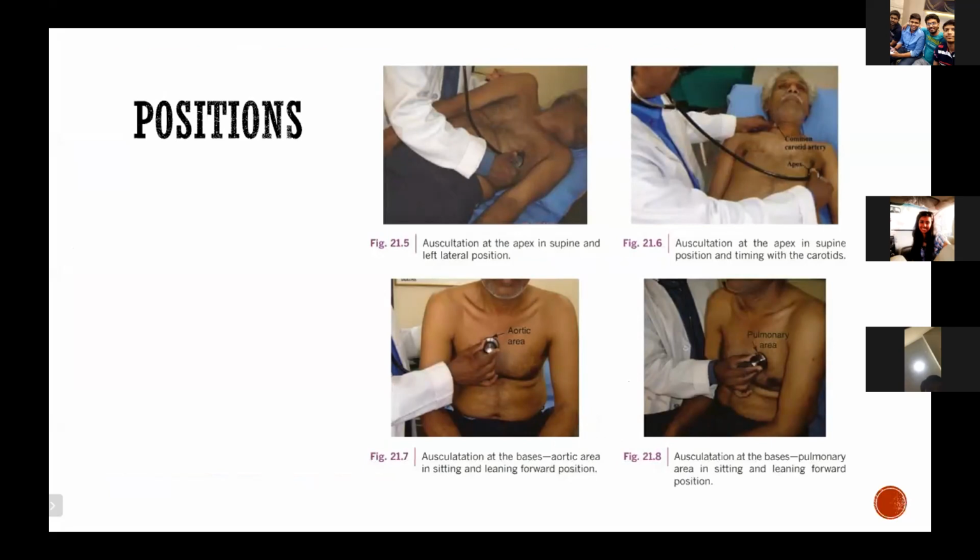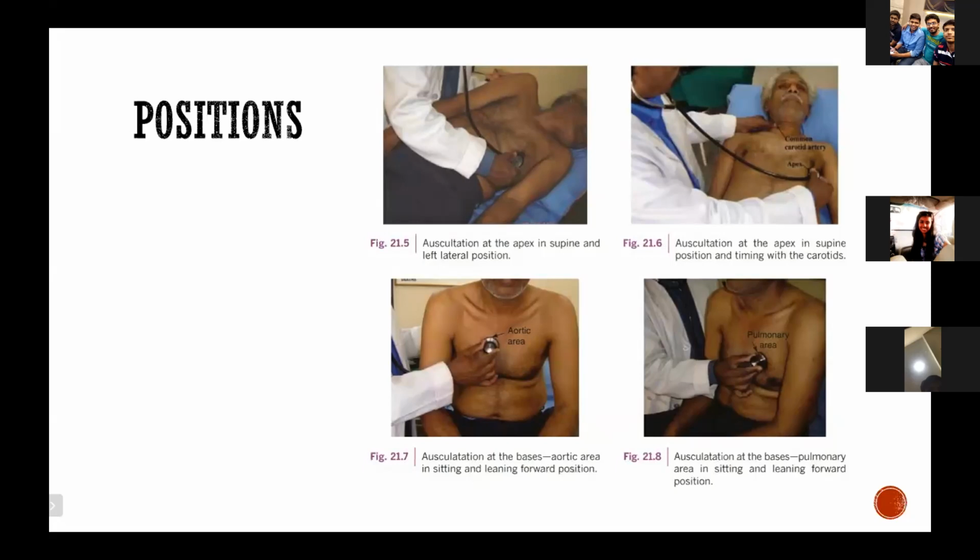So logically, what happens is when you ask the patient to lie down and turn a little to the left lateral position, the apex comes closer to the chest wall, and hence the murmurs of mitral area will be better heard. And similarly, if you put the patient in the supine position, or more specifically, if you ask the patient to move a little to the right side, murmurs of the tricuspid area will be heard better.